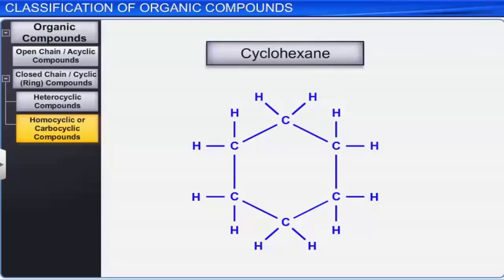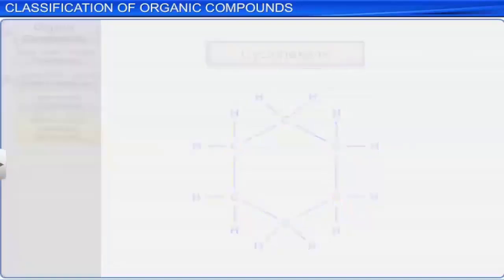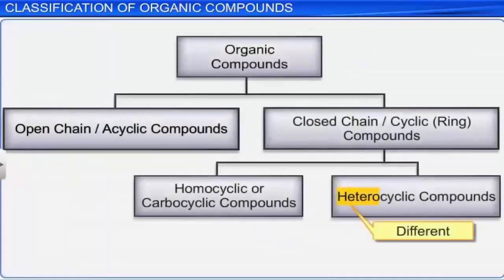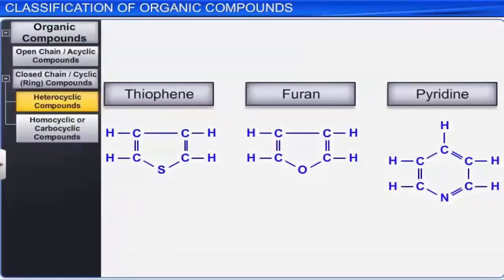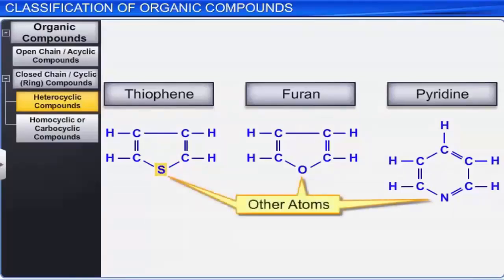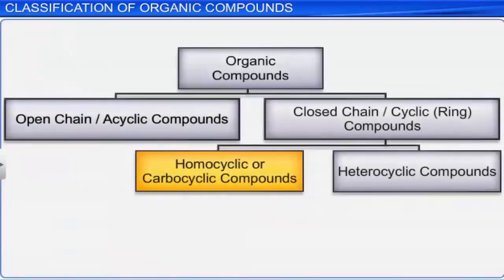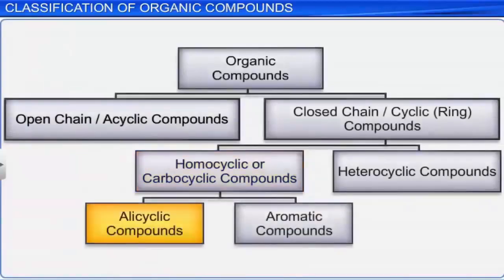For example, in cyclohexane, the ring consists of only carbon atoms. The word hetero means different. Heterocyclic compounds are those in which the ring consists of carbon atoms as well as other atoms like sulfur, oxygen, or nitrogen. Homocyclic compounds can be further classified as alicyclic compounds and aromatic compounds on the basis of their characteristic properties.